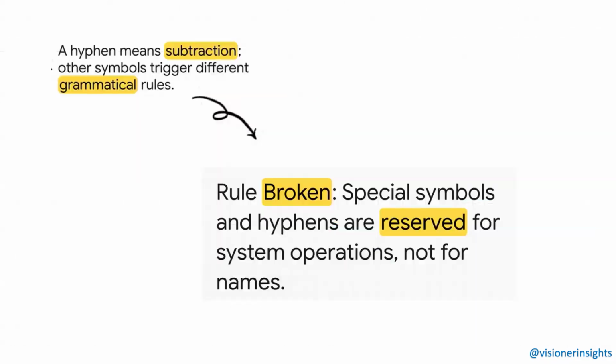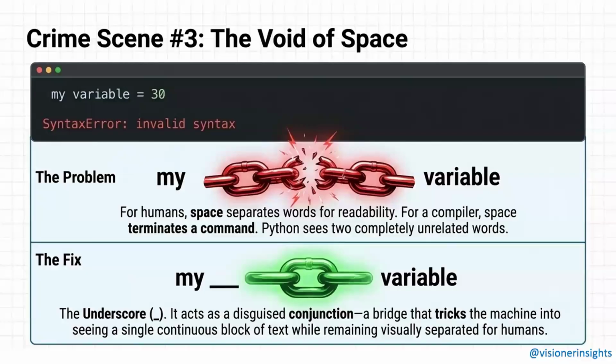You just can't use special symbols or hyphens in your names because, well, they already have jobs to do. They're reserved for operations, and trying to use them as a name just completely breaks the grammar of the language. Our third case file deals with what is probably the most common syntax error for beginners. It's a simple one, but it's deadly.